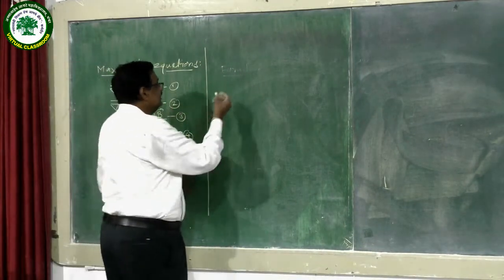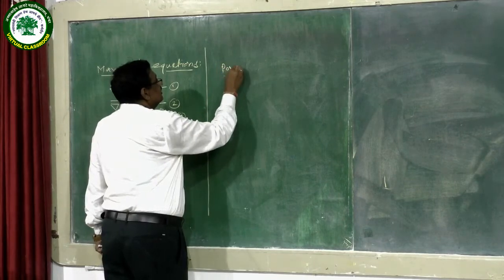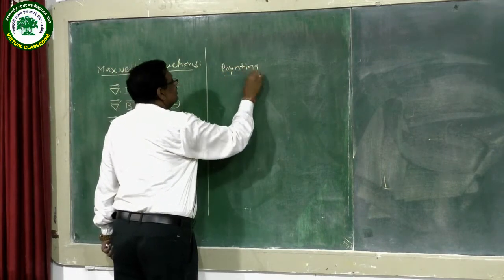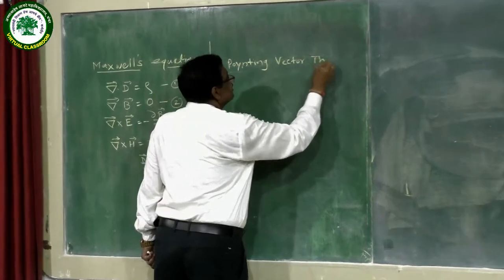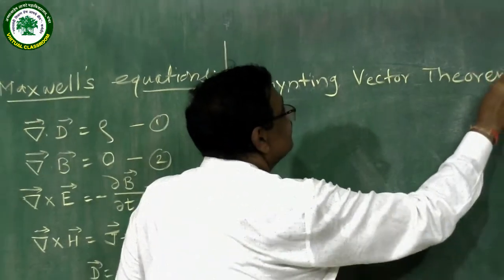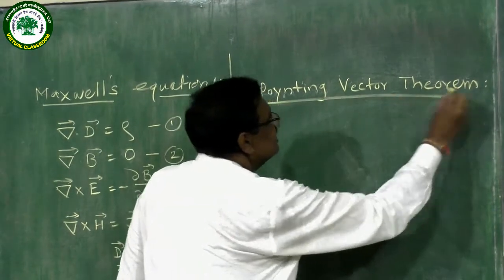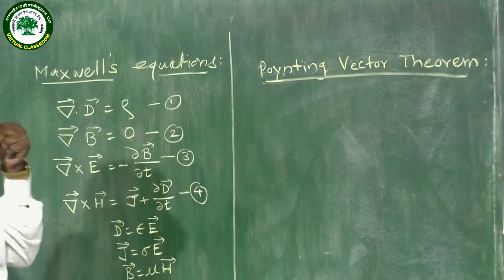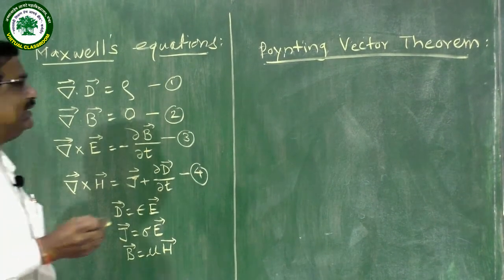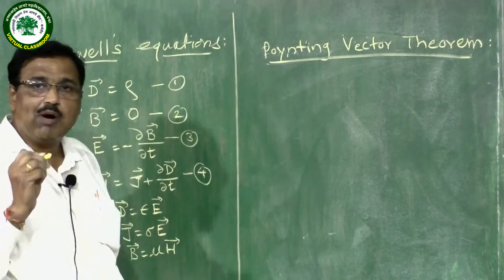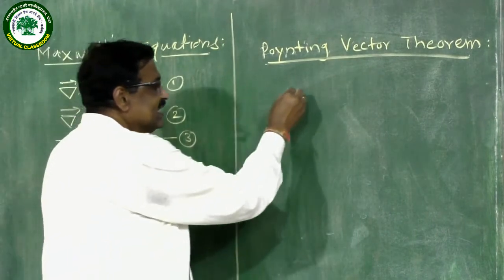So, Poynting vector theorem. This is the first application of Maxwell's equations.